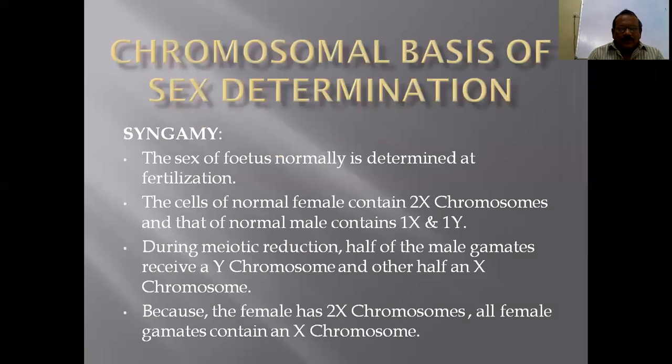Chromosomal basis of sex determination: the sex of the fetus is normally determined at fertilization. The cells of a normal female contain 2 X chromosomes, and those of a normal male contain 1 X and 1 Y, that is XY. During the meiotic reduction, half of the male gametes receive a Y chromosome and the other half an X chromosome. Because a female has 2 X chromosomes, all female gametes contain an X chromosome.